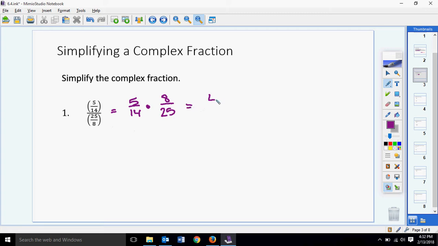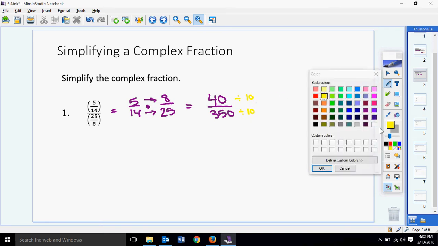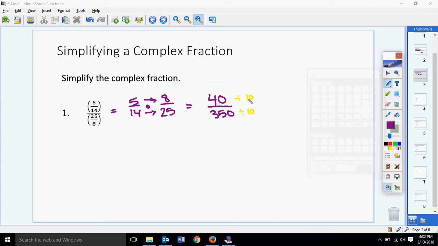And I simplify, so 8 times 5. Remember, we multiply fractions straight across, tops times tops, bottoms times bottoms. And 14 times 25 is 350. However, this isn't simplified. I can divide both of these by 10. And when I do that, I get 4 over 35. This is a simplified fraction.